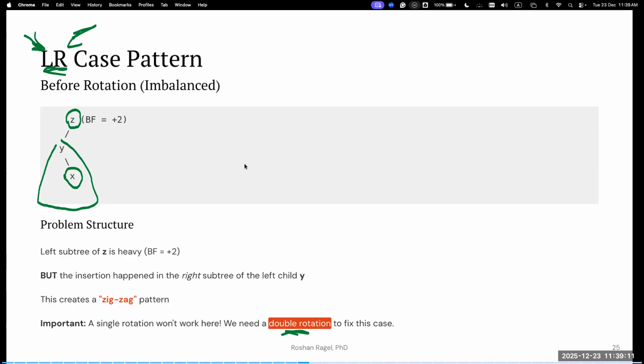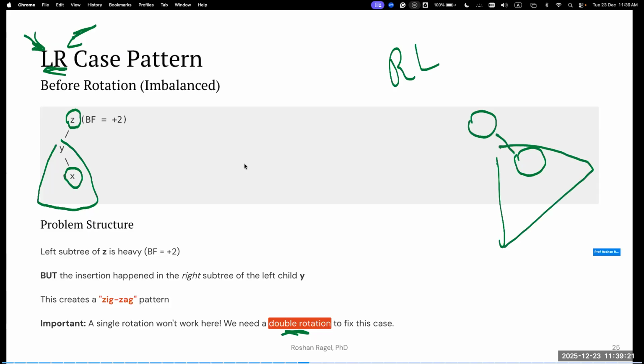So the opposite of that is also true, right? So the RL case will be the right subtree, but the left node. So it's inside. This is the other zigzag, the mirror image of that zigzag, right? So both of these zigzags, we'll have to do two rotations. So we call it the double rotation. I'll show you how the double rotation works.